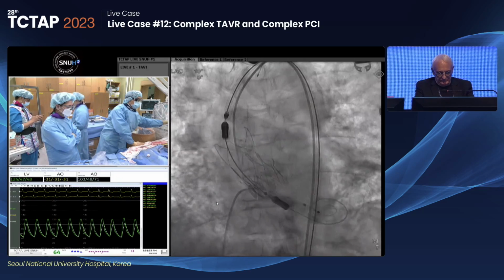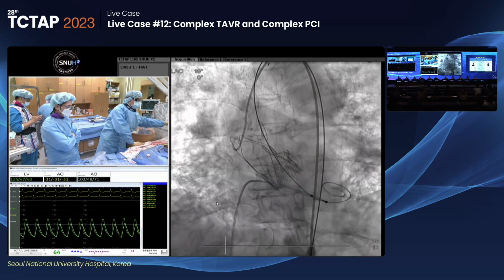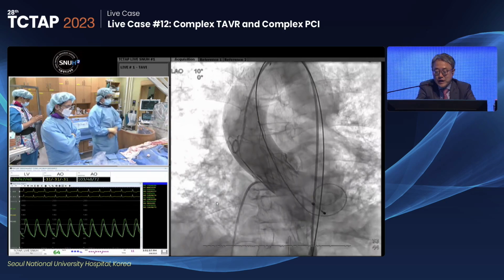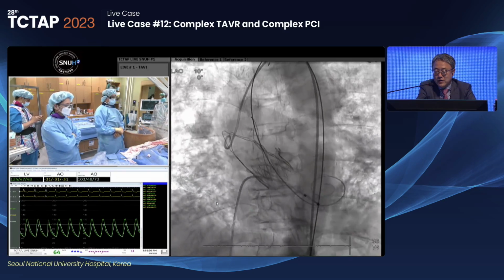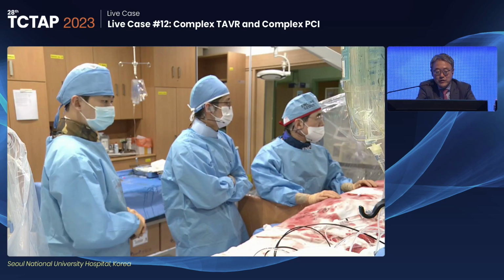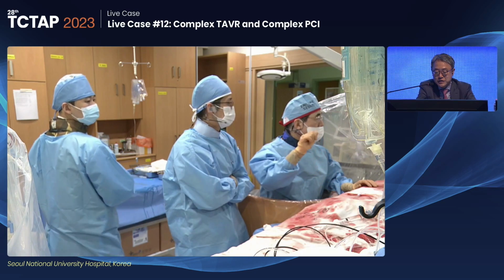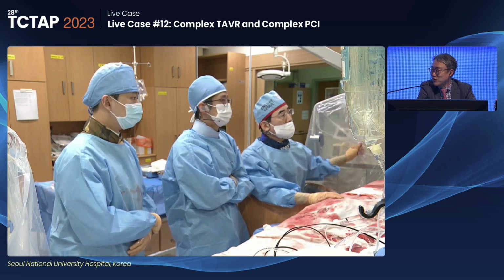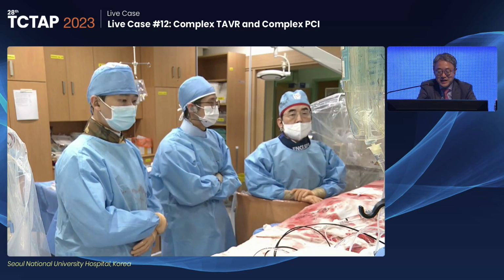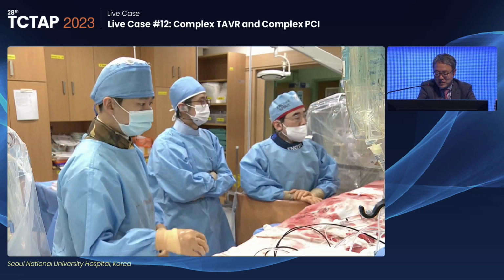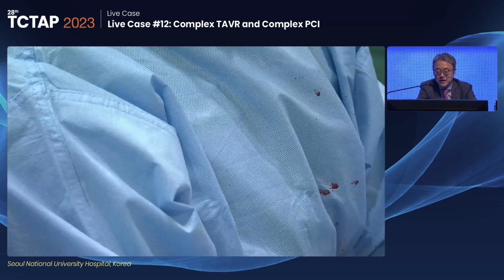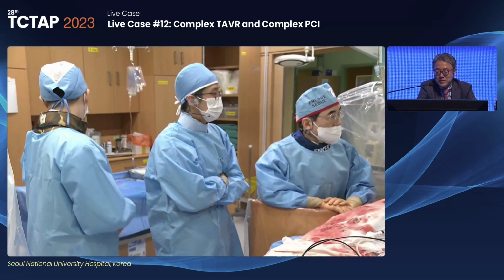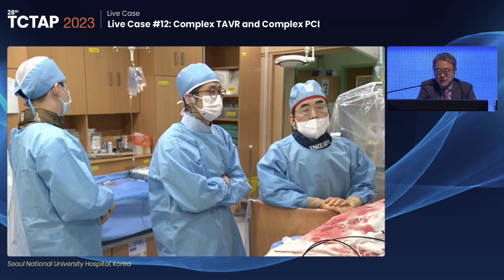Great. Okay, thank you, and very nice result. This is very helpful to demonstrate how you can implant Accurate Neo. Professor H.S. Kim is moved to another complex PCI room. This is a different story, and the first story was about complex TAVR. This is a complex PCI. Professor Kim, can you start your complex PCI?